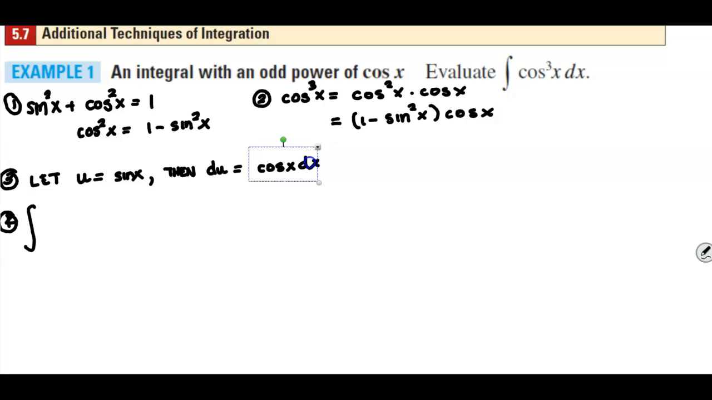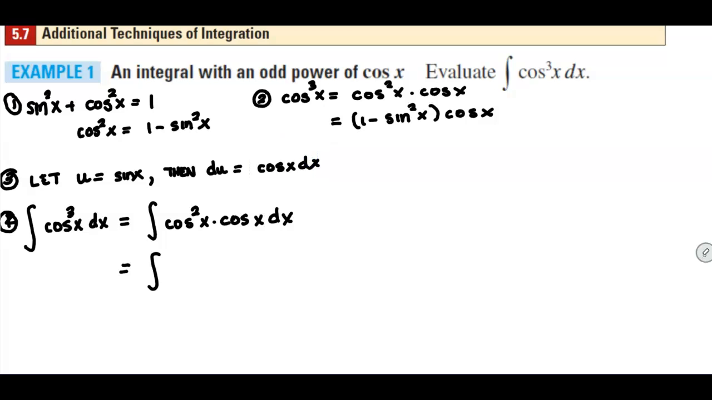So here we have our original problem, which is the integral of cosine cubed x dx. And we factor that out to get cosine squared x times cosine of x dx. And then using our substitution, we know that cosine squared x is now being substituted for 1 minus the sine squared x, times cosine of x dx.